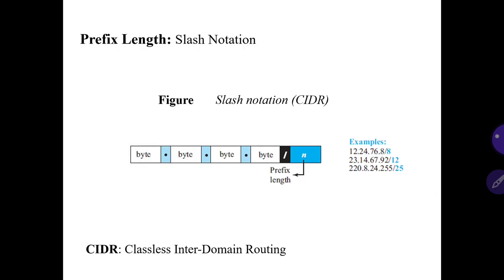Okay, here we represent classless addresses using slash notation, or classless interdomain routing notation. The slash n represents the mask we use for subnetting or supernetting. The mask is a 32-bit pattern of continuous ones followed by continuous zeros. The first byte, second byte, third byte, and fourth byte are separated with a dot. Finally, slash n, where n is the mask number.